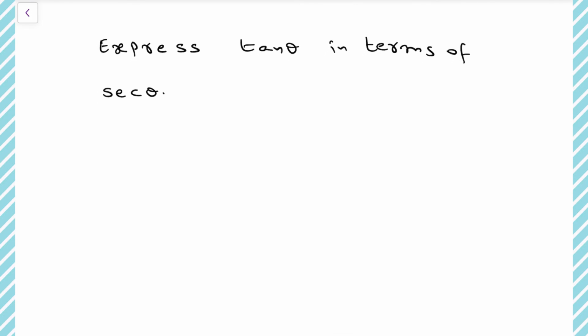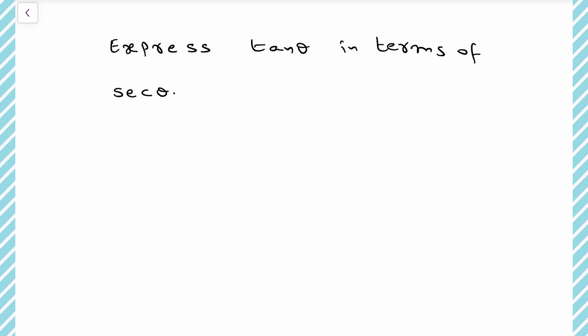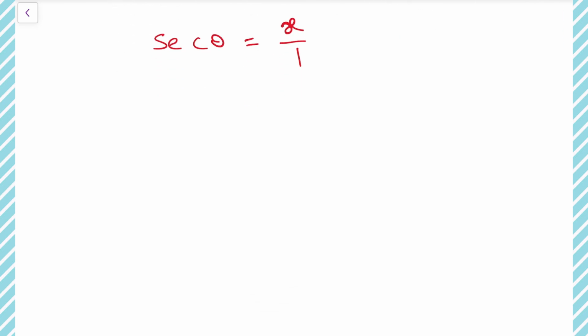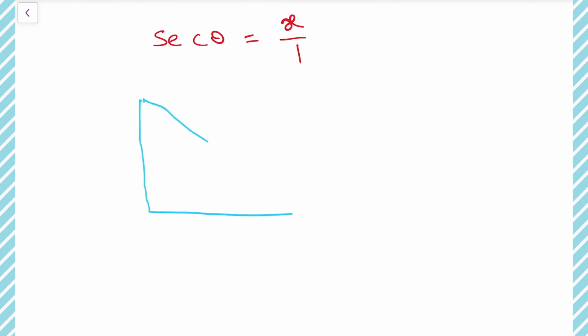Next question, express tan theta in terms of secant theta. So whenever you get this kind of question, after the word in terms of, whatever trigonometric ratio is there, make that equal to x by 1. Now secant theta equals x by 1 is there, so let us draw a right angle triangle. This I am taking as theta.